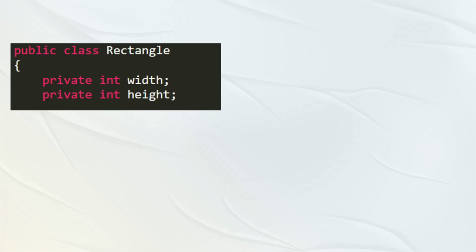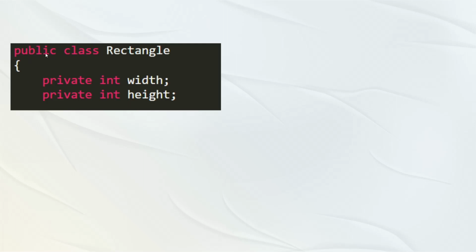So you would not write this code in the myprogram.java file. You would write it in a different file called rectangle. Usually the name of the class and the name of the file are the same. So public class rectangle would be in the file rectangle.java.